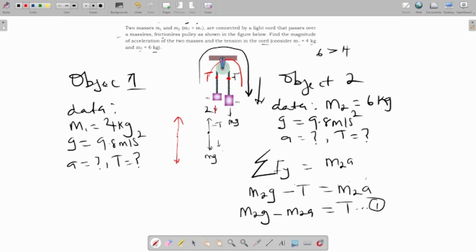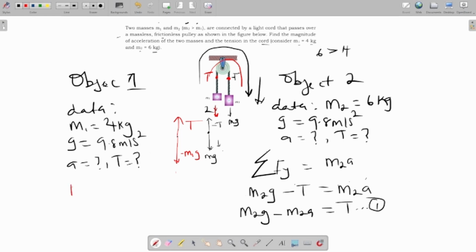M1G is pointing downwards. It's kind of opposing the motion, so it's going to be negative, okay? The tension will now become positive, while M1G would be negative because it's going down, opposite the motion. It's trying to oppose the motion. So all forces in line with the motion become a plus, while all forces opposing the motion or going in the opposite direction to the motion become a minus.